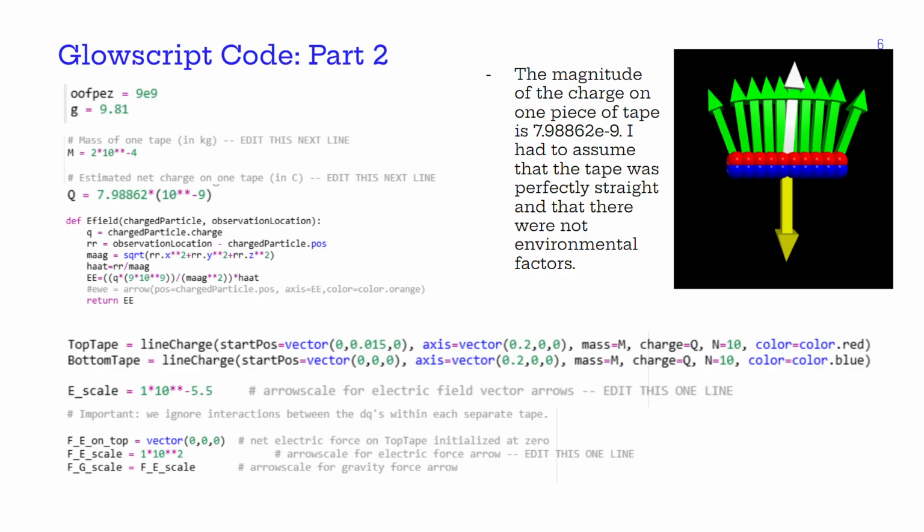And then, in order to make everything visible, I had a scalar, which was 1 times 10 raised to negative 5.5. And I similarly did the same thing for my force electric and my force of gravity, which actually had a different scalar. Through this, I was able to get the charge of 7.98862 times 10 to the negative 9. And essentially to do this, I also had to assume that the tape was perfectly straight. There were no environmental factors.